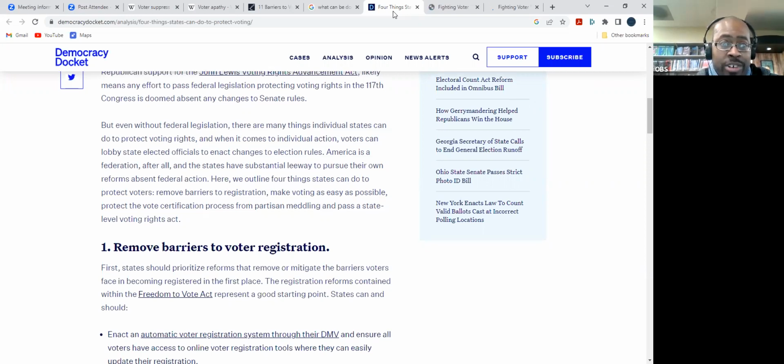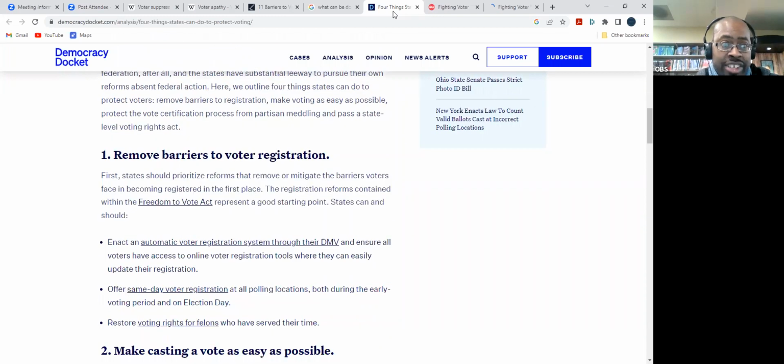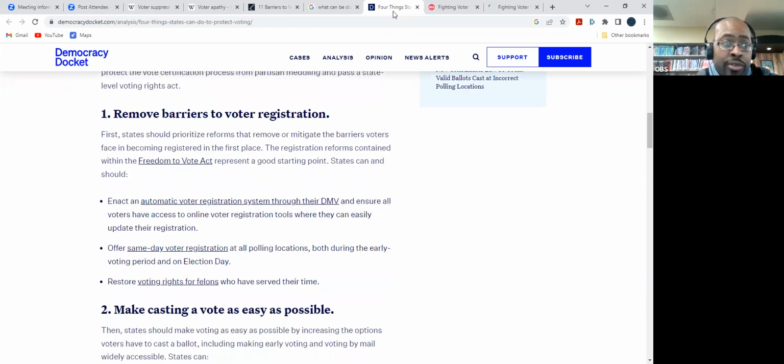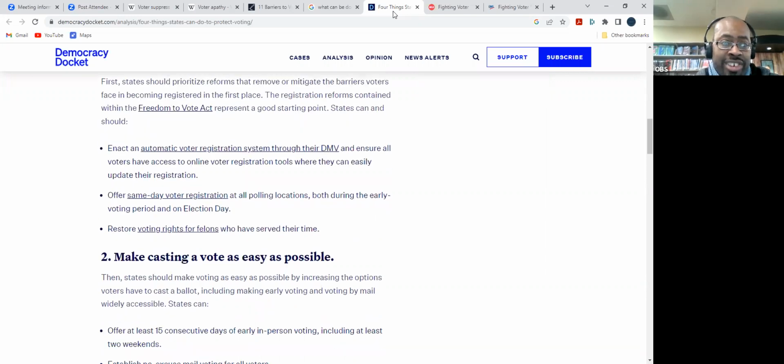Here we outline 4 things states can do to protect voters. First one is to remove barriers to voter registration. First, states should prioritize reforms that remove or mitigate the barriers voters face in becoming registered in the first place. The registration reforms contained within the Freedom to Vote Act represent a good starting point. States can and should do the following.